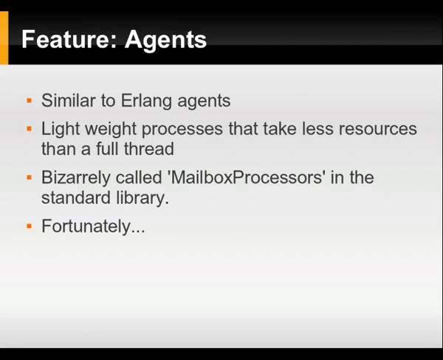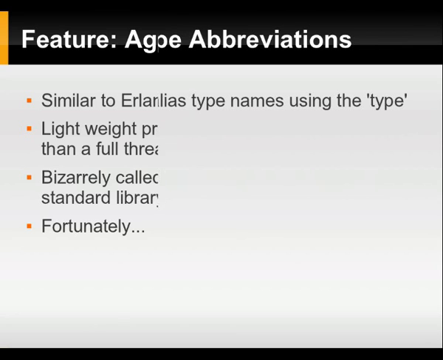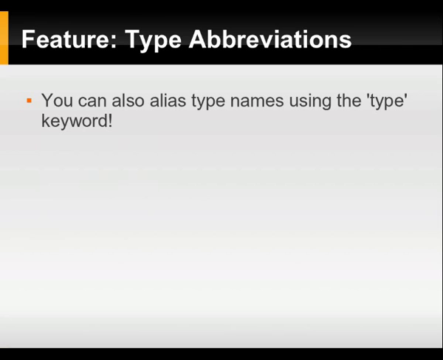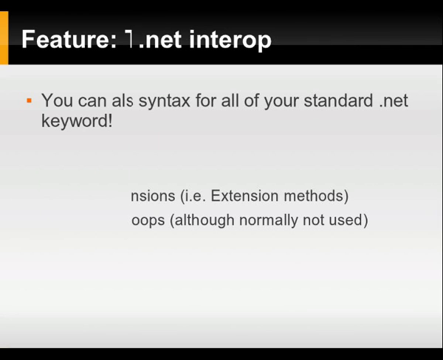Bizarrely, they're called mailbox processors in the standard library. Turns out, I found out last week that this is because there was actually a team working on agents for C# at the time that the F# library was being put together, but then they never made it into Visual Studio. So now we have mailbox processors in F#. Fortunately, though, like C#, you have access to type abbreviations. In F#, you can rename types within your own code.